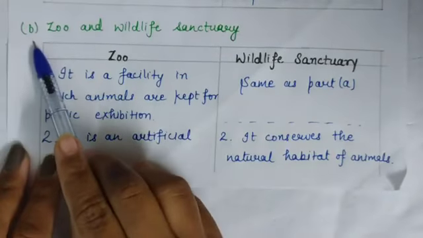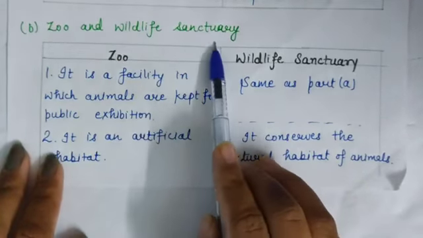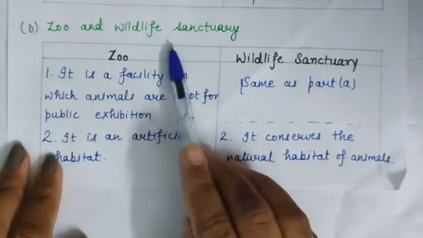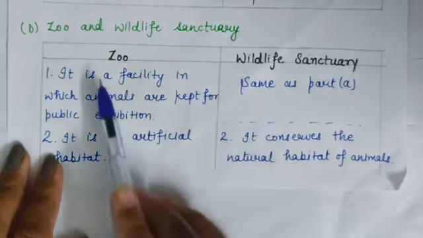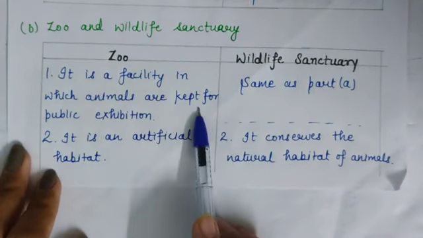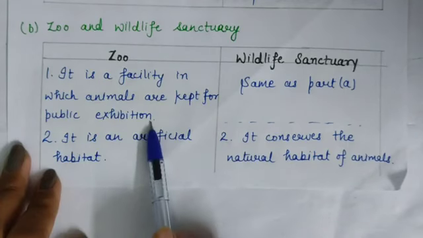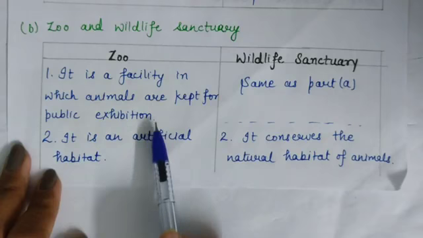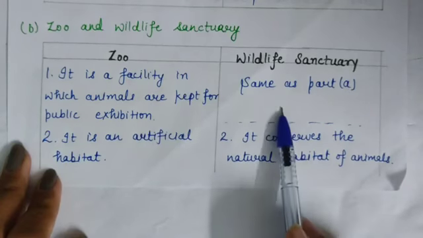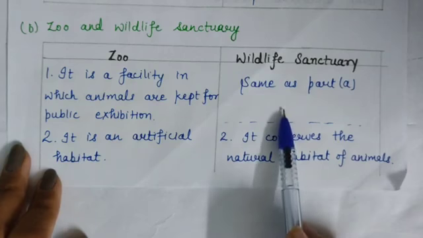Now B part is zoo and wildlife sanctuary. Means now you have to write the difference between zoo and wildlife sanctuary. So zoo is a facility in which animals are kept for public exhibition. Means people are allowed to enter into the zoo. But wildlife sanctuary is an area within which animals are protected from possible dangers such as hunting.